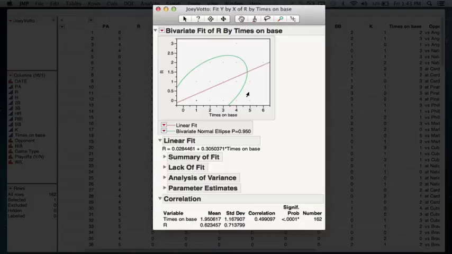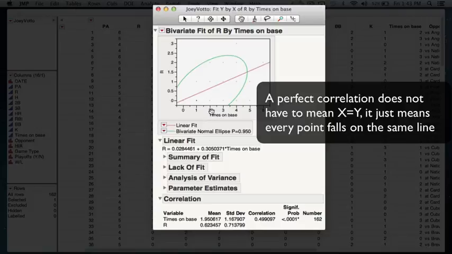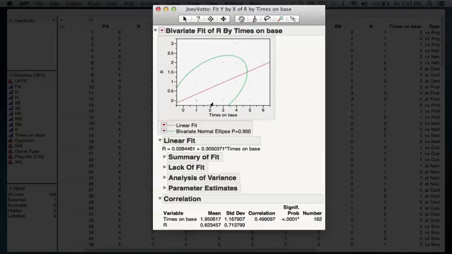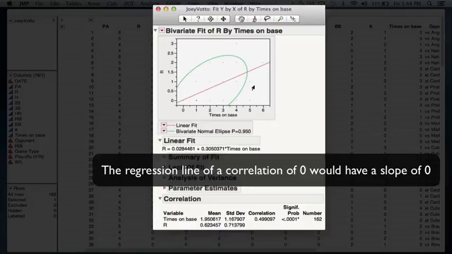If there was a perfect correlation, for example, if Joey Votto got on base 2 times in a certain game, and every game that he got on base 2 times, he scored 2 runs, and every time he got on base 3 times, he scored 3 runs, that correlation would be 1. Likewise, if there was no relationship, let's say for all the games Joey Votto got on base 1, 2, 3, 4, and 5 times, there was an equal spread of how many runs he scored, the correlation would be 0.